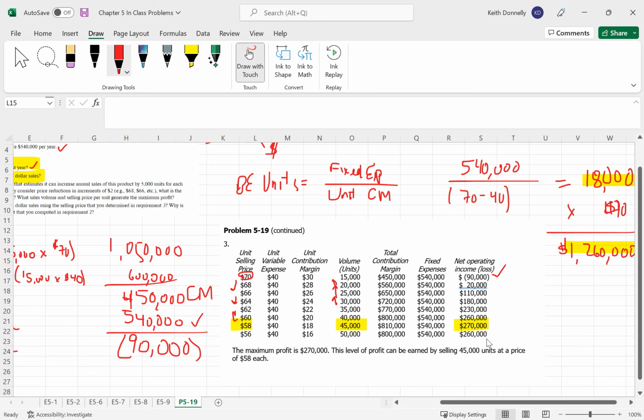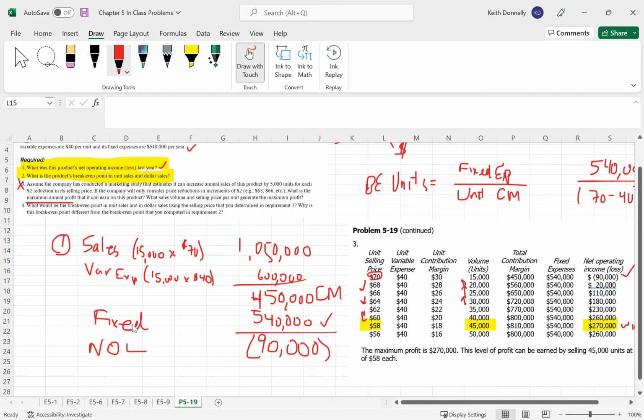Then you start to go down here, 260 equals 260. The best, the winner here, where you have the most profit, is when you charge $58. All right, so we need that information from 3, so we can highlight it here.